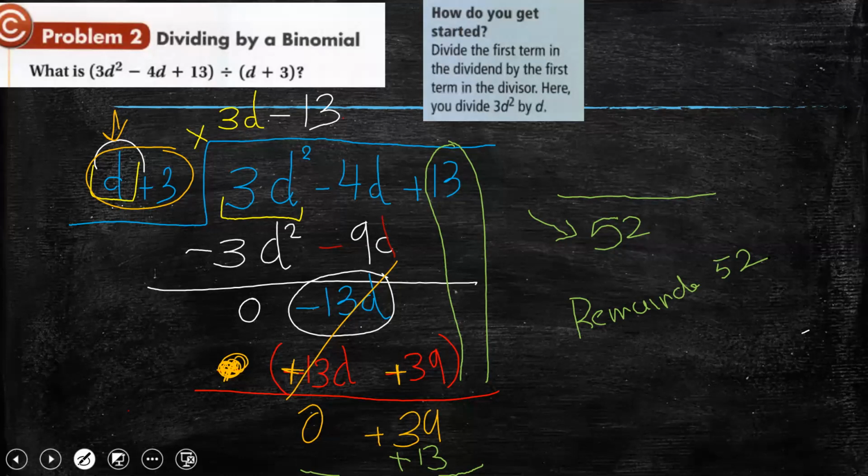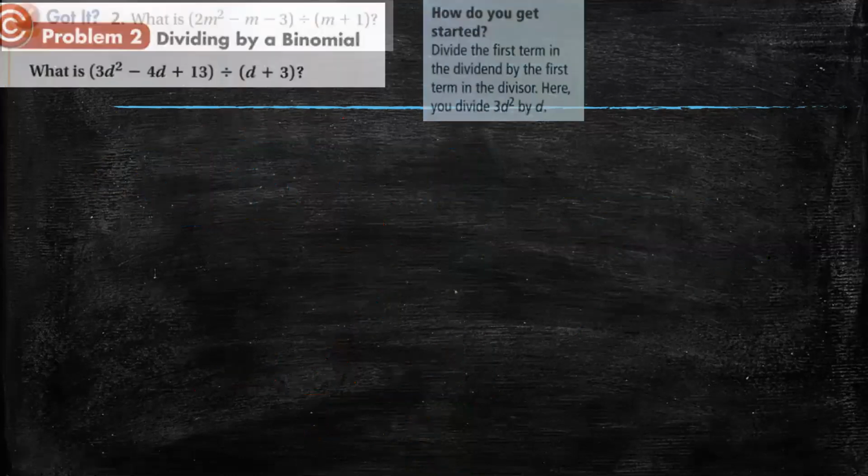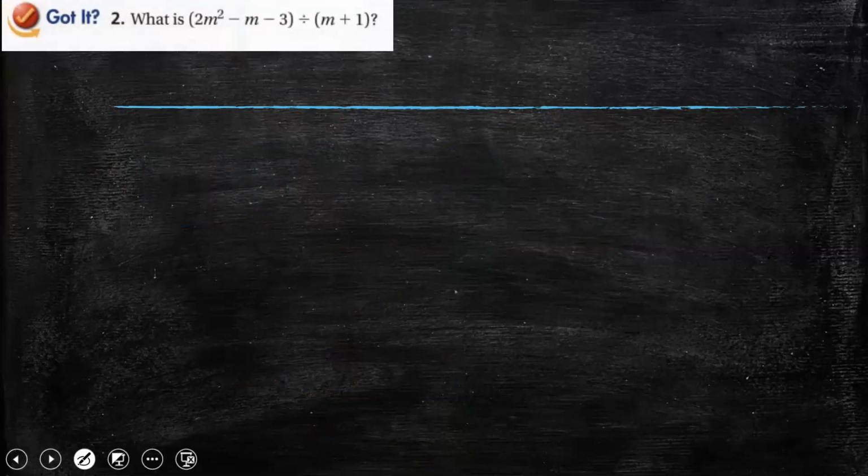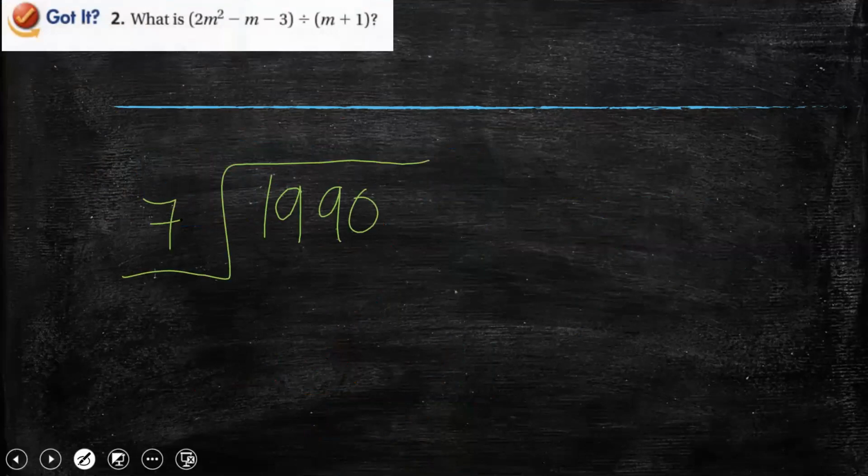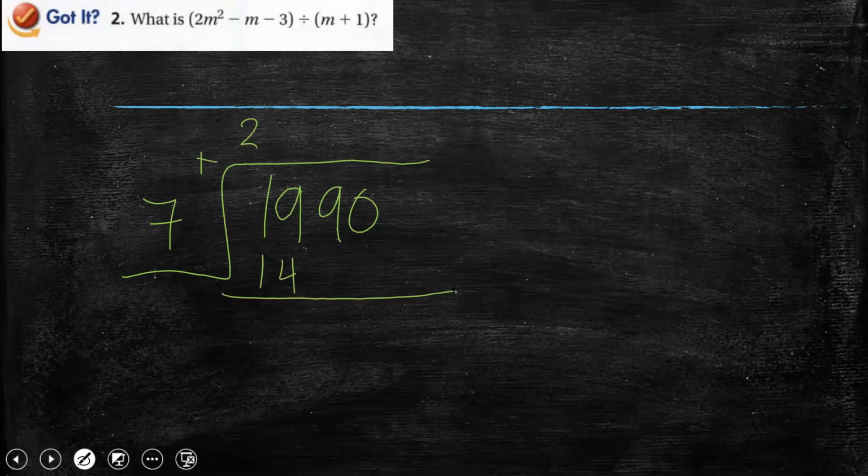Right. Now, when you divide 1990, as an example, by 7, what did we do? We said 1 divided by 7, we cannot. 19 divided by 7 is 2. 2 times 7 is 14. Then we subtract. 19 minus 14 is 5.